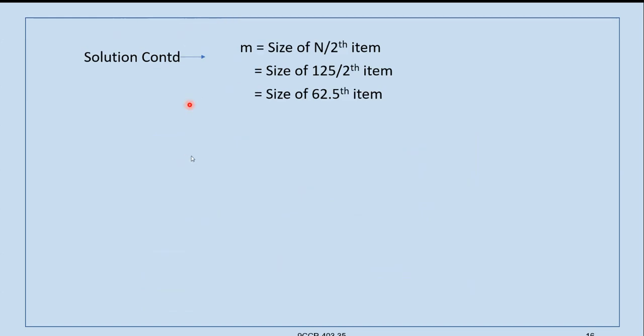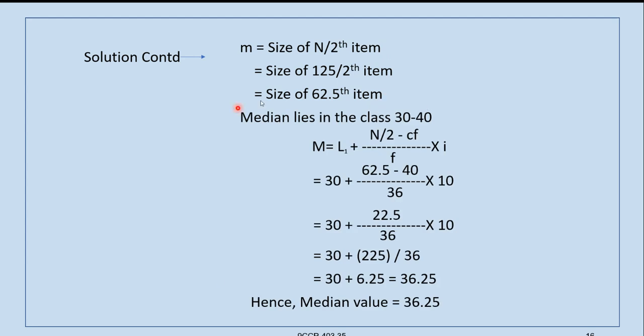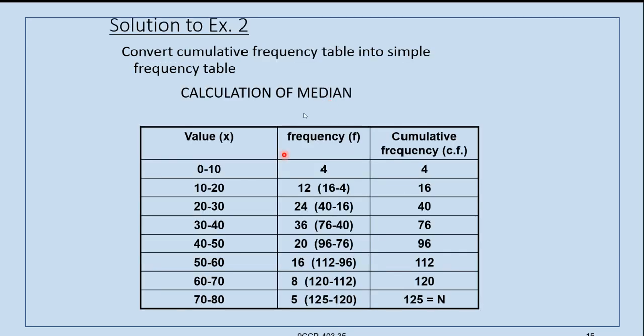The next step is the size of the n by 2 item, which is 125 by 2, that is 62.5. And for calculation of the median, the formula is taken. So we have identified that the median class is 30 to 40, since 62.5 lies in the cumulative frequency 76. That means the median class is 30 to 40.